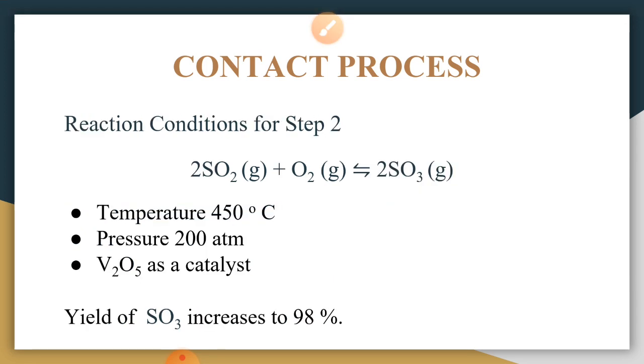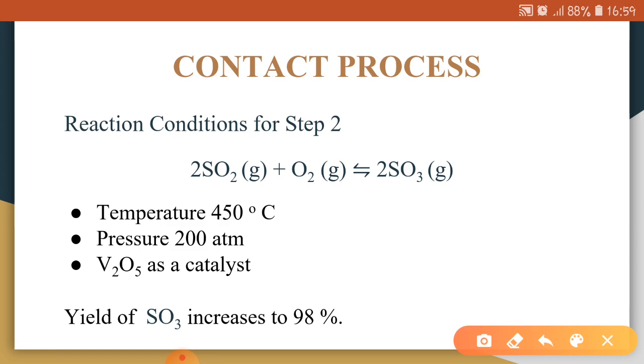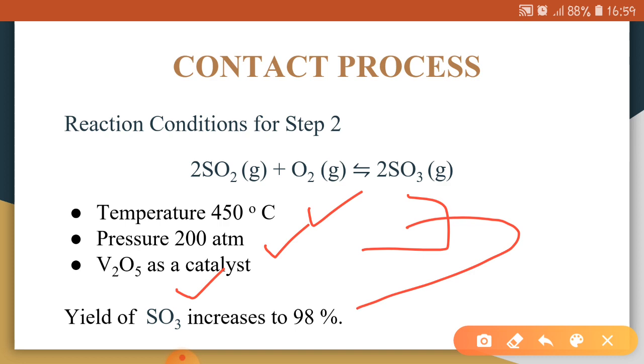So the reaction conditions for step 2 include the temperature kept at 450 degrees C, pressure at 200 atmospheres, and the catalyst used would be vanadium pentoxide, that is V2O5. By applying these conditions, the yield of sulfur trioxide increases to 98%.